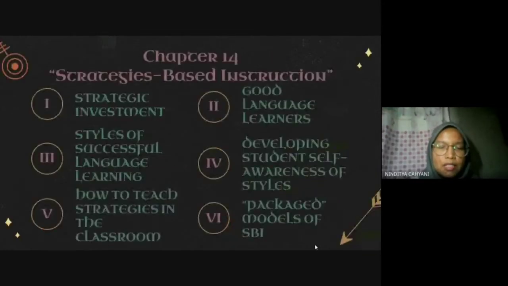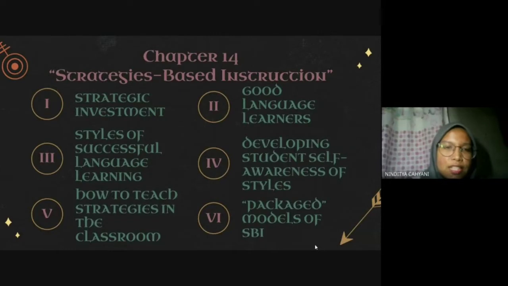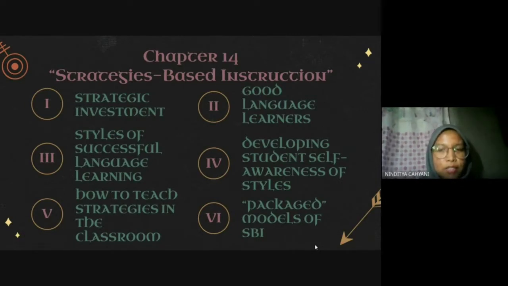Well, this chapter talks about six topics. The first is strategic reinforcement. Second is good language learners. Third is styles of successful language learning. Fourth is developing student self-awareness of styles. Fifth is how to teach strategies in the classroom. And then the last is package models of SBI.